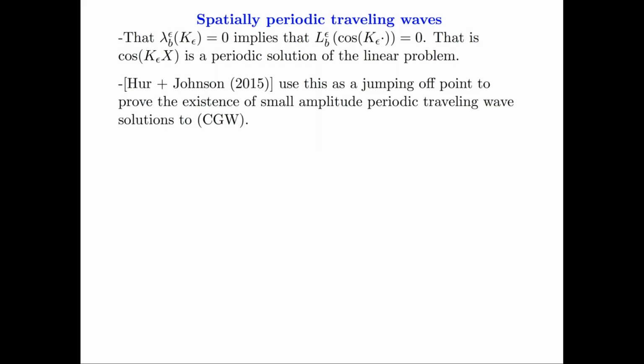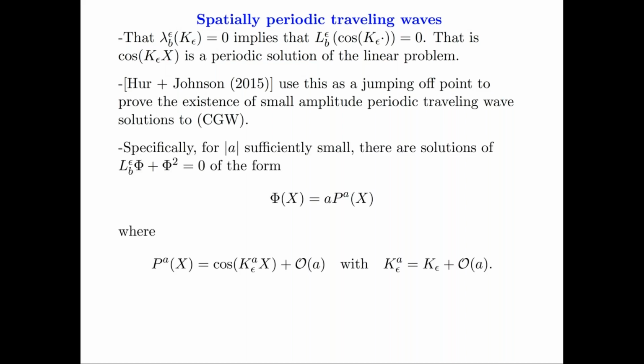Matt and Vera used that sort of idea as a jumping off point to prove the existence of small amplitude periodic traveling waves for the nonlinear problem. I'm not sure how they did it, but I think they did something along the lines of a bifurcation from a simple eigenvalue sort of argument. I'm pretty sure that's how they did it. So you have a family of small amplitude periodic solutions to the nonlinear problem, and here's how I write it down.